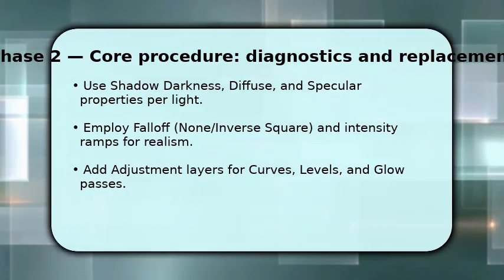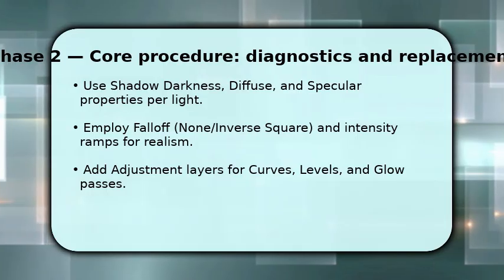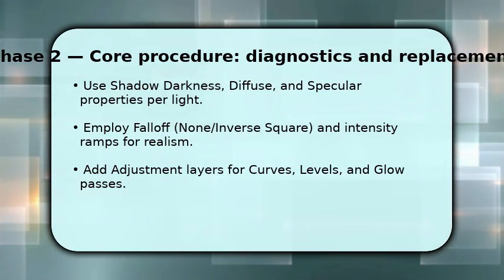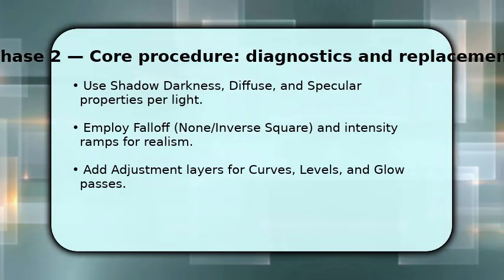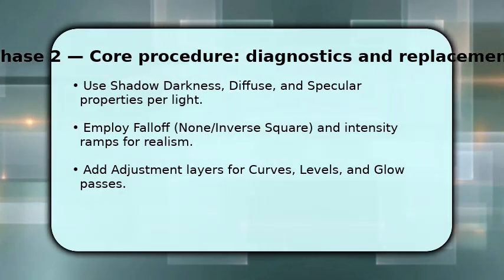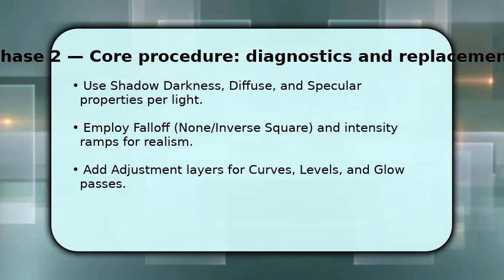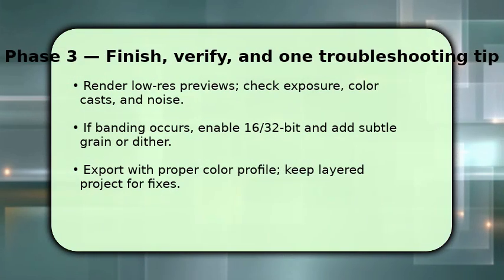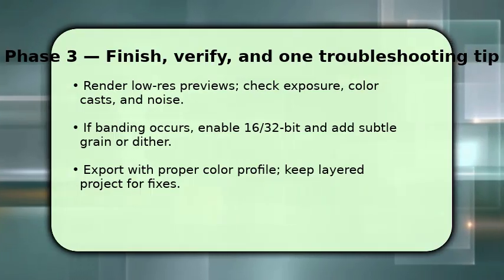Make selective adjustment layers, curves for contrast, levels for exposure, and glow for bloom, then mask them to affect only silhouettes or highlights. Once you set these, use light linking or solo layers to isolate problem areas. Finish by rendering low-resolution previews to verify exposure, shadow clipping, and color casts before committing.